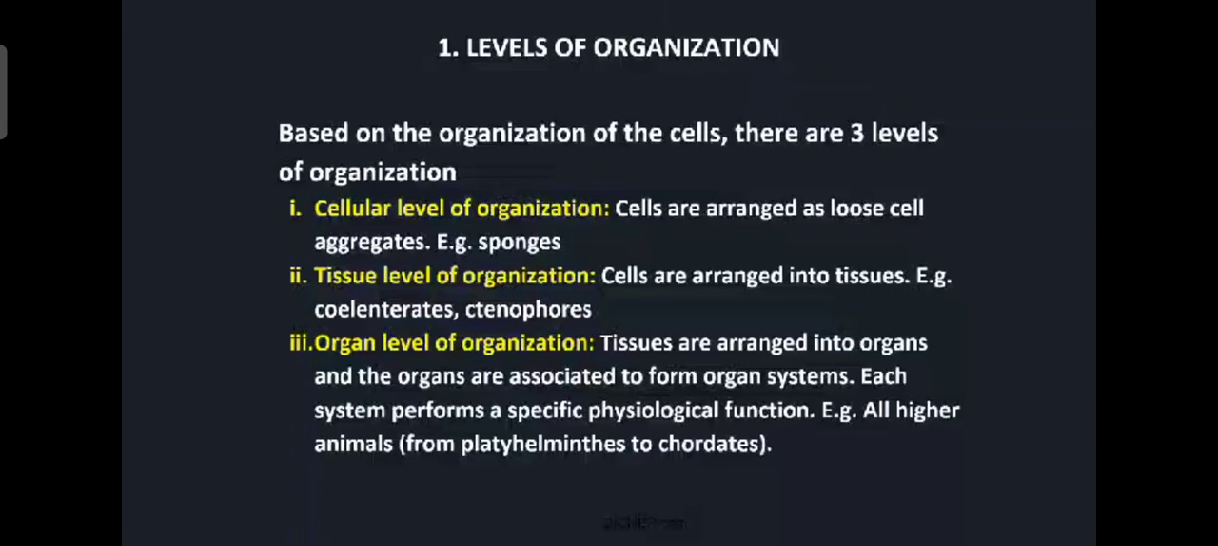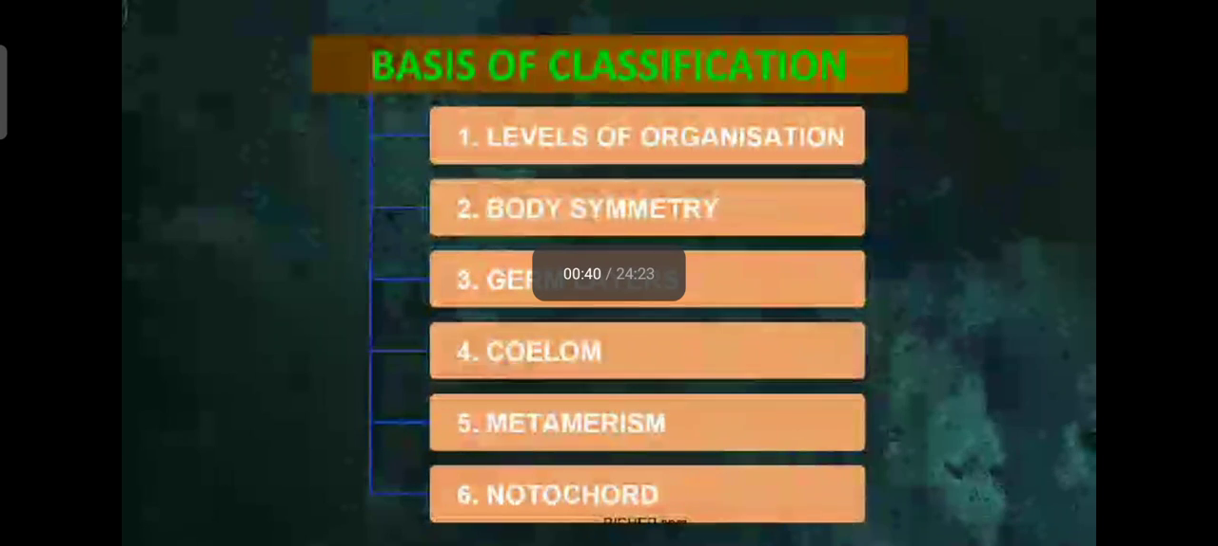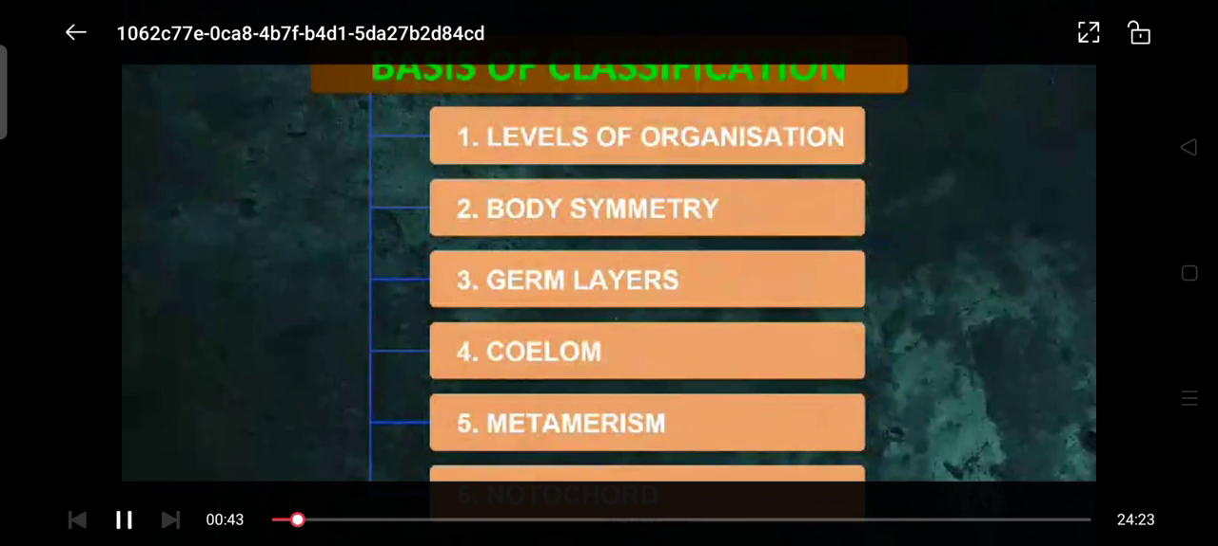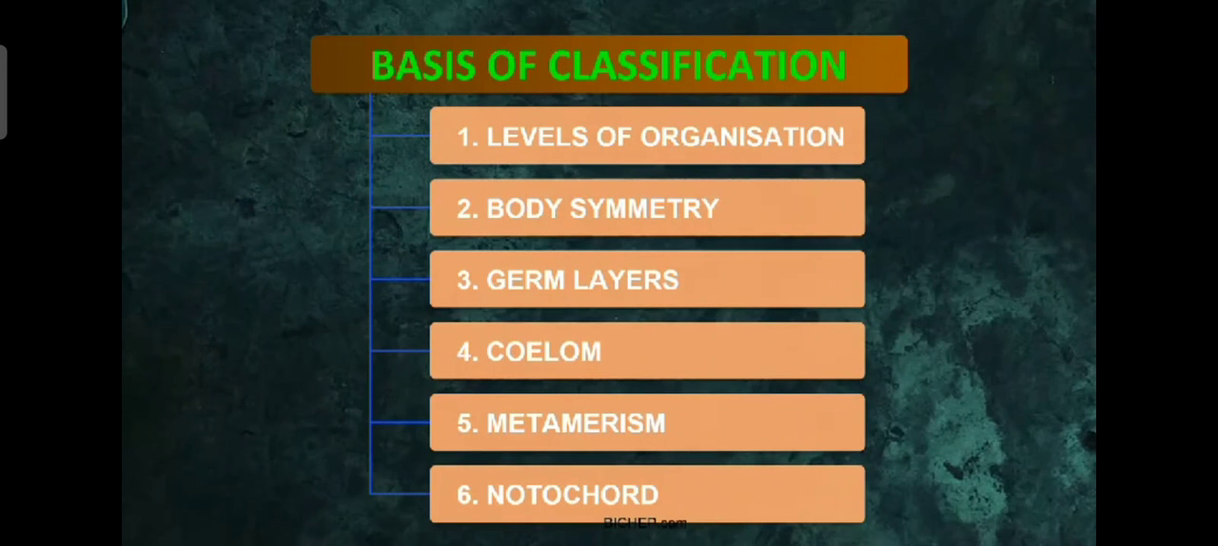And number 3, organ level of organization. Tissues are arranged into organs, and the organs are associated to form the organ systems. Each organ system performs a specific function. For example, in all the higher organisms, you can take human beings also. So these are the 3 levels of organization.